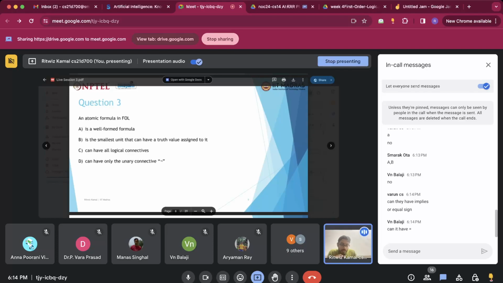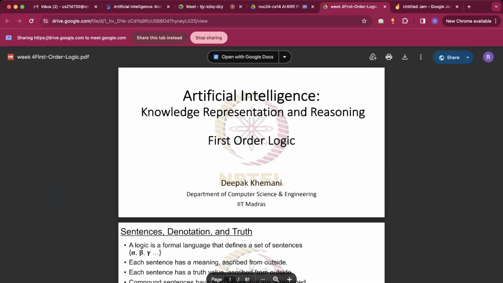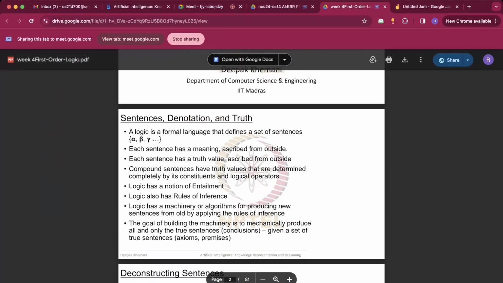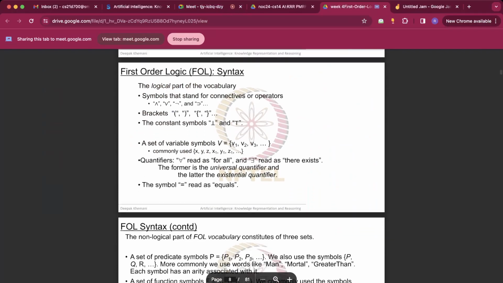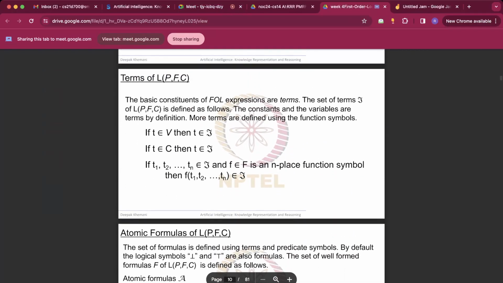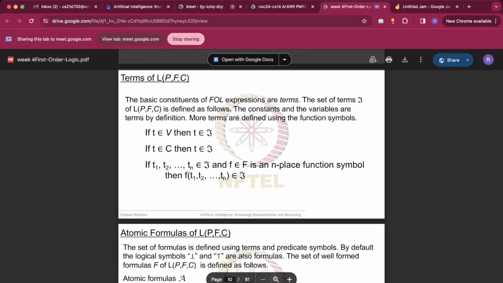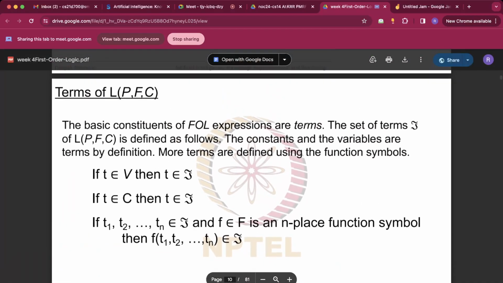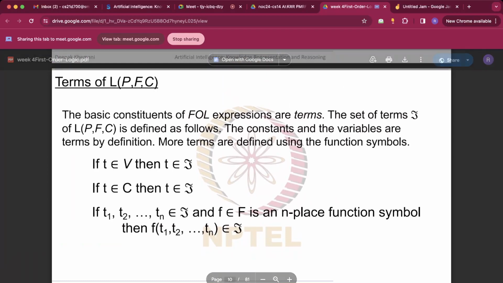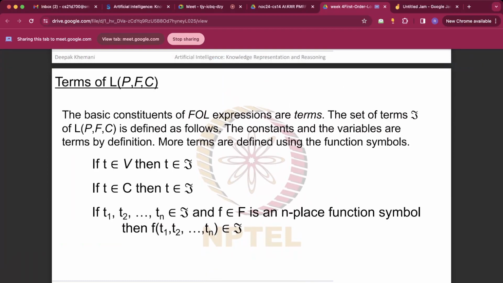That's a good question, Balaji. Can it have equality? For that, I would recommend we revisit the lecture slides. I will go through these definitions once for the sake of clarity, because this is something we are going to need to answer the next few questions as well. So let's first see what is a term in LPFC.